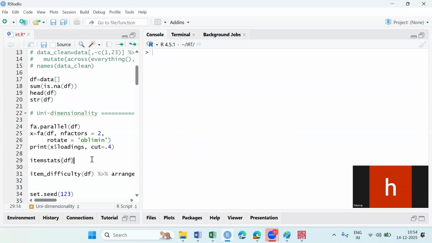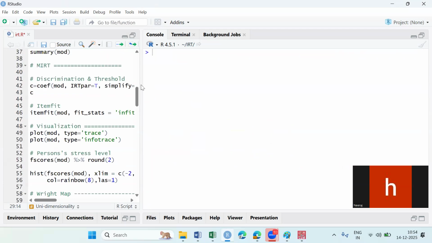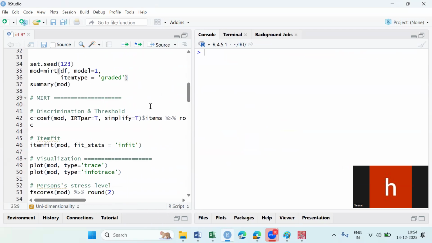सो 3 हो गए, मिसिंग फ्रीक्वेंसी चेक कर ली, आइटम स्टैटिस्टिक चेक कर लिया, डायमेंशनलिटी चेक कर ली, और मॉडल में हमेशा I will work on the model graded. सो अब हम चलते हैं यहाँ पे मेन के ऊपर. यहां से हमारा IRT शुरू होता है.